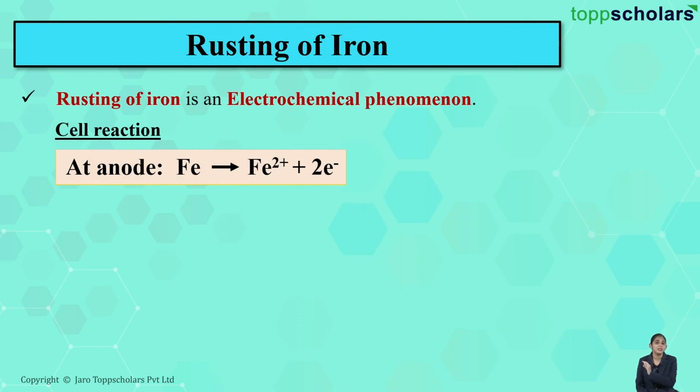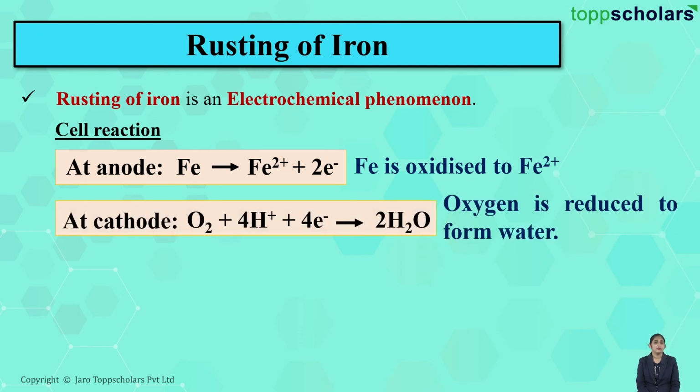cations, that is Fe2+ ions, as you can see over here. So here there is loss of electrons, and we know that loss of electrons means oxidation, right? Which means that at the anode, iron gets oxidized into Fe2+. So Fe is oxidized to Fe2+ at the anode. Oxidation takes place at the anode. And what about the cathode? What happens at the cathode? Here you can see that at the cathode, oxygen gets reduced to water. That is, there is acceptance of electrons. There is a gain of 4 electrons, you can see over here, right? And we know that gaining of electrons means reduction, right? So at the cathode, reduction takes place. Oxygen gets reduced to water.